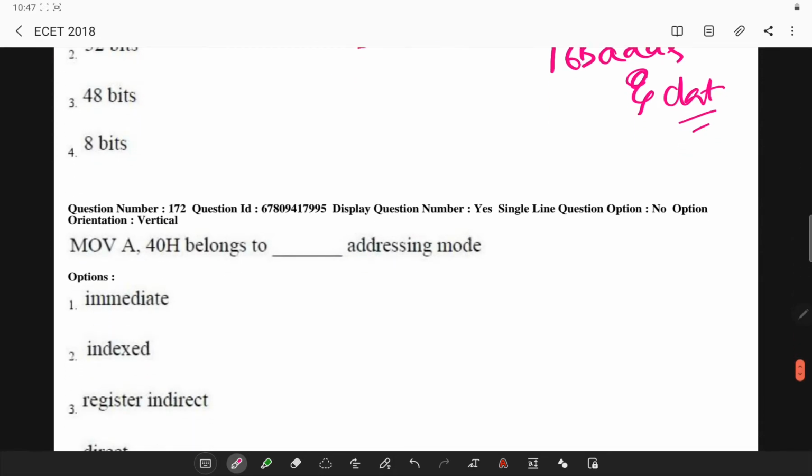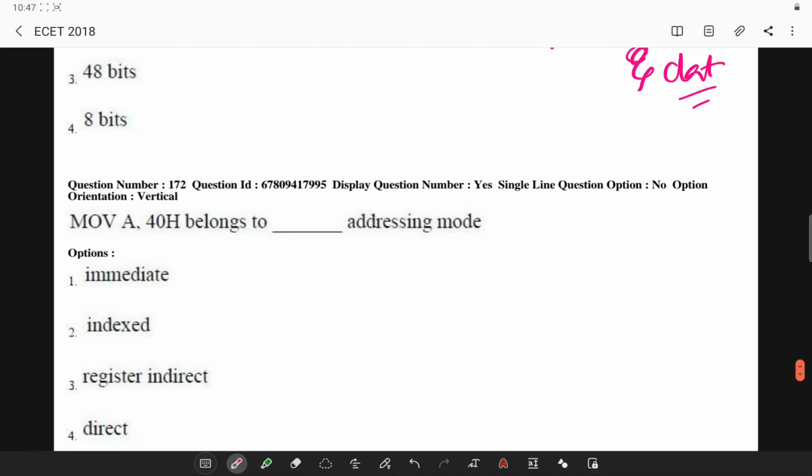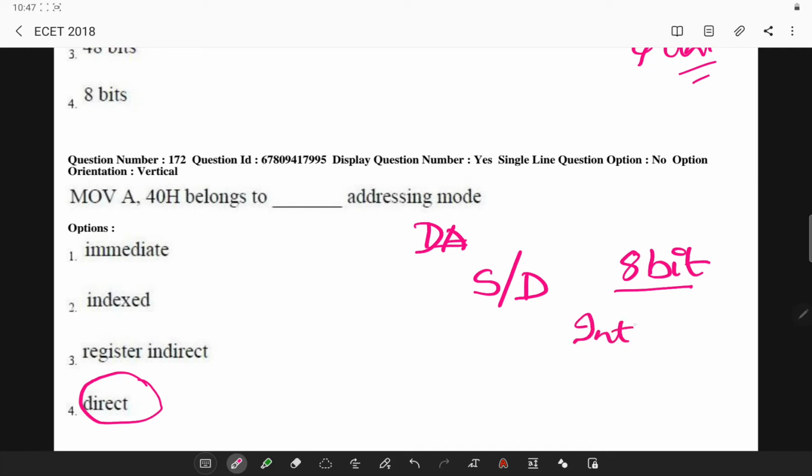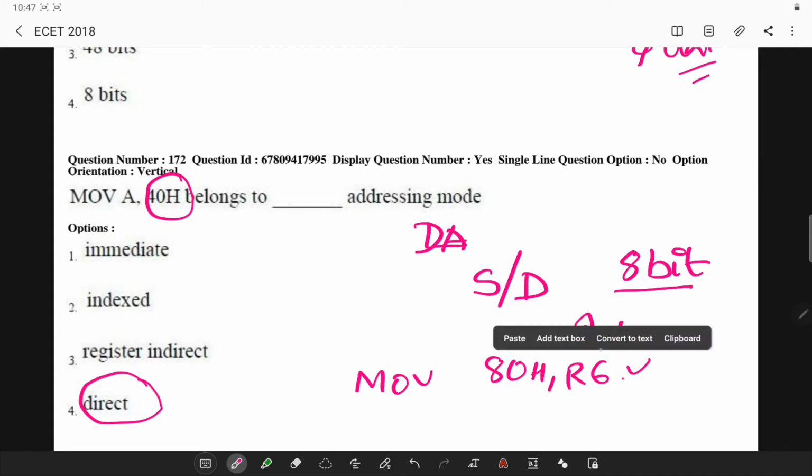So MOV A, 40H belongs to which type of addressing mode? This basically is the direct addressing mode, and remember, in direct addressing mode the source or the destination address is specified using 8-bit data in the instruction, and only the internal data memory can be used in this mode. So we are using internal data memory at a particular location. So whenever you have instructions like move memory location comma this, it will be sending the contents of register R6 to port P0, which has the address 80H.